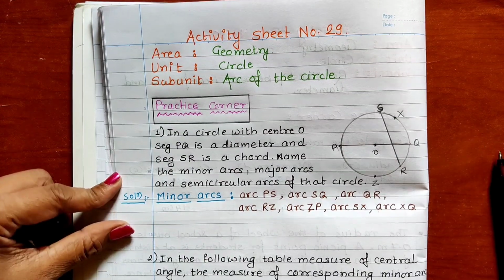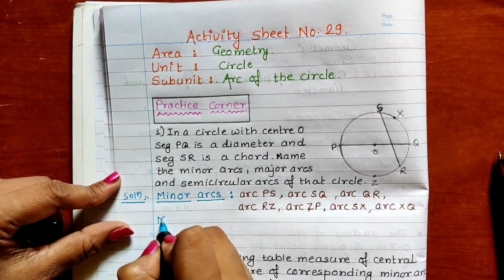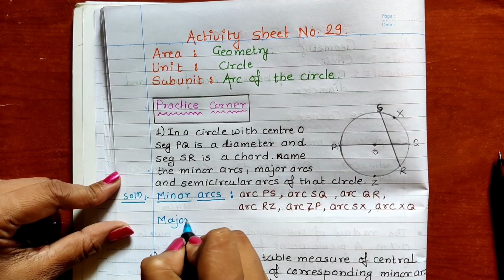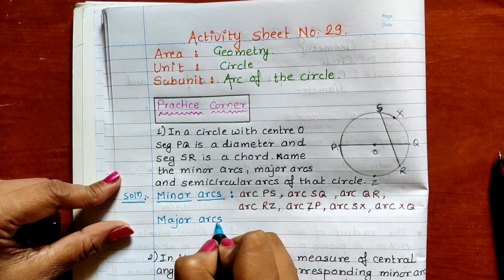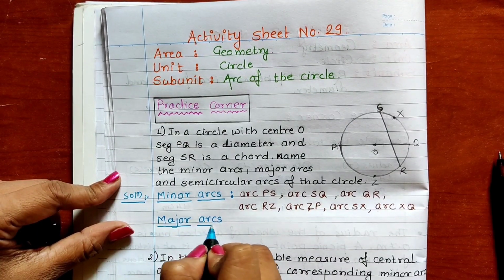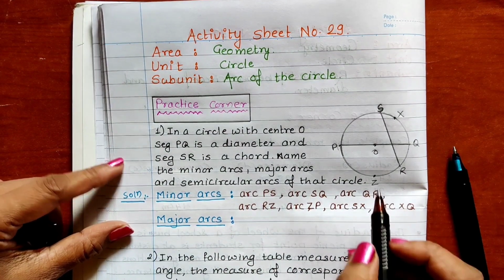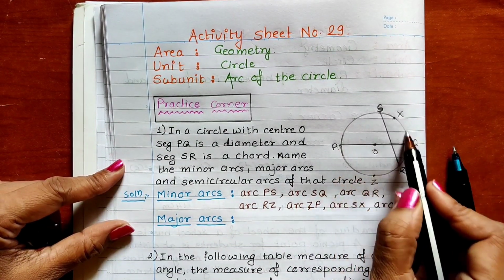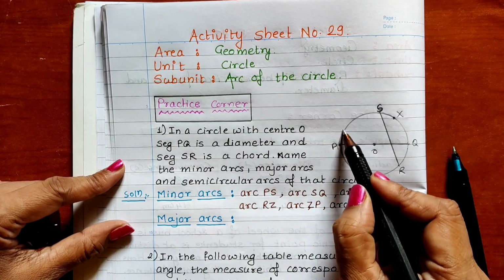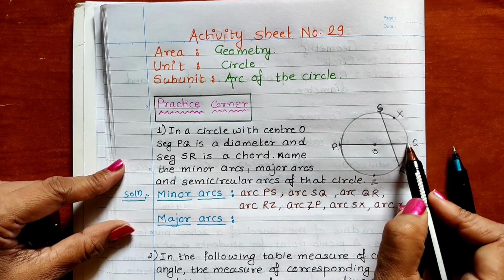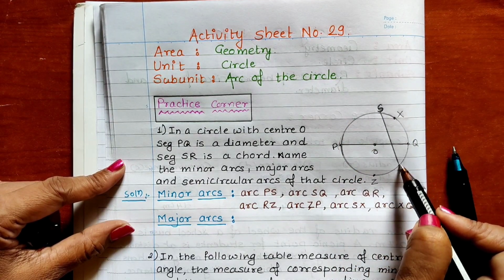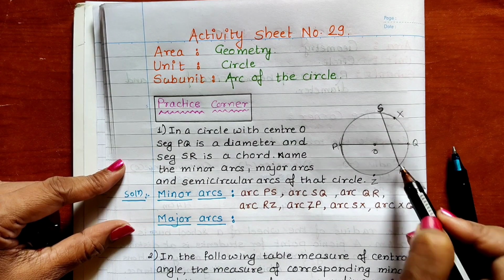Now let us write the names of the major arcs. So which are the major arcs? Major arcs means bigger than a semicircle. So PSQ is the semicircle. From P to Q is the semicircle, and if you increase till R, it will be bigger than a semicircle.